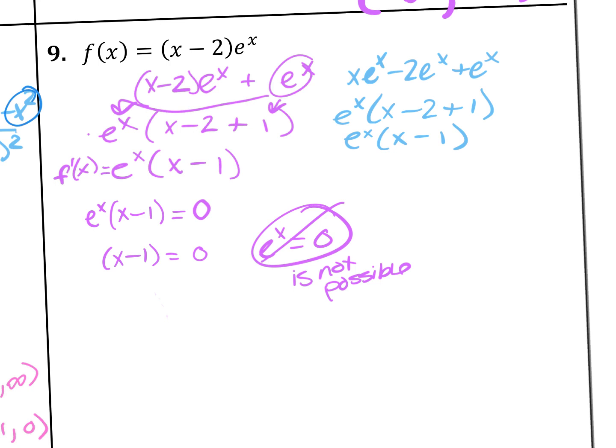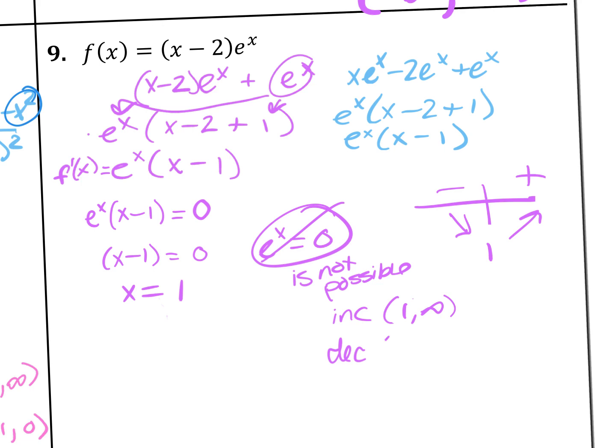Okay, great. Love to hear it. Right, so then our critical number is 1. Yes. Negative, positive. So we're increasing from 1 to infinity, and then we're decreasing from negative infinity to 1.